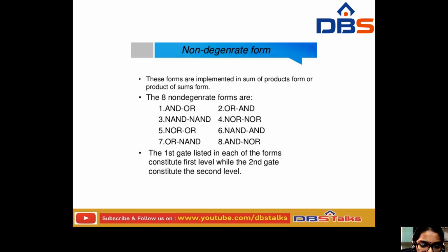The first gate listed in each of the forms constitutes the first level, while the second gate constitutes the second level. See, AND-OR has the AND as the first level, and the OR as the second level. The majority of people are using these types of non-degenerate forms.